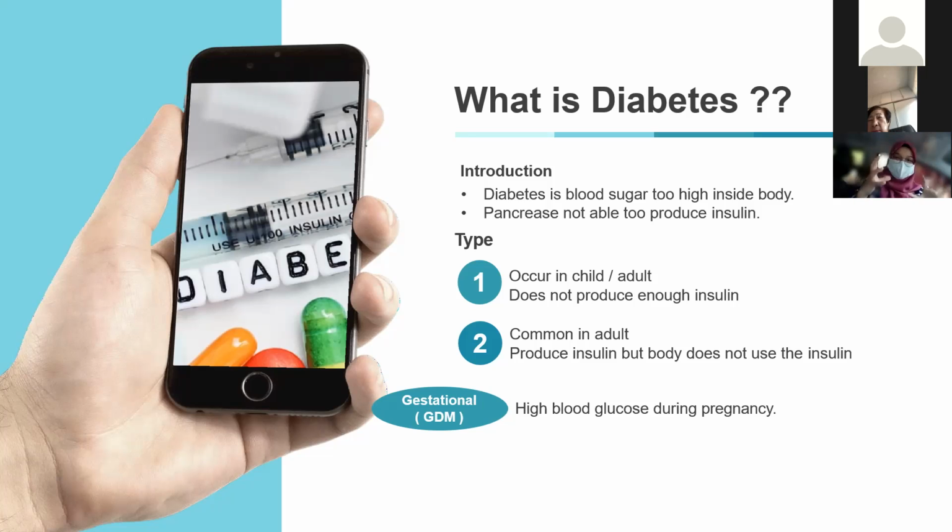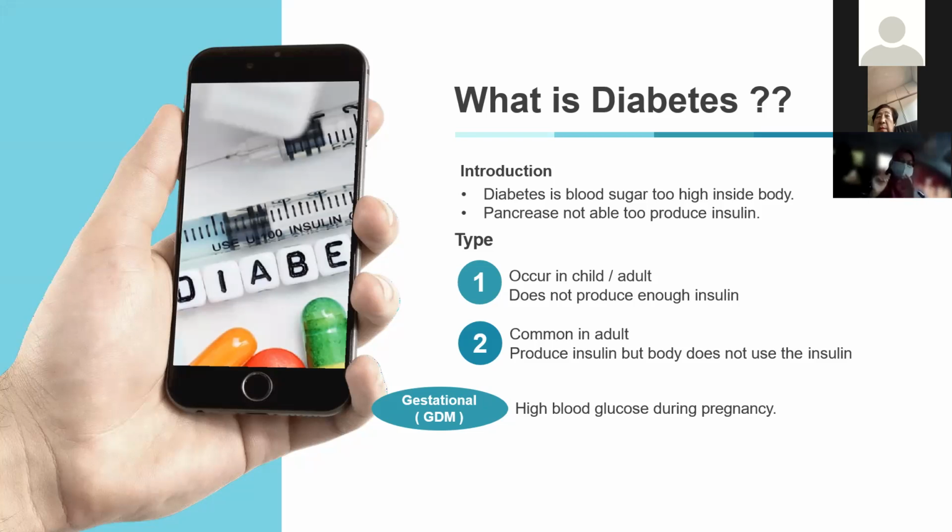The pancreas is the main component that produces insulin to control your blood sugar. So if your insulin is not produced very well, that's why you have diabetes. All right, so diabetes has types. Type 1 usually occurs in children and adults because they don't have enough insulin. Type 2 is common in adults. Usually we can see among our parents, adults or old people, they have the insulin, but they don't use the insulin. Okay, you guys can understand, right?